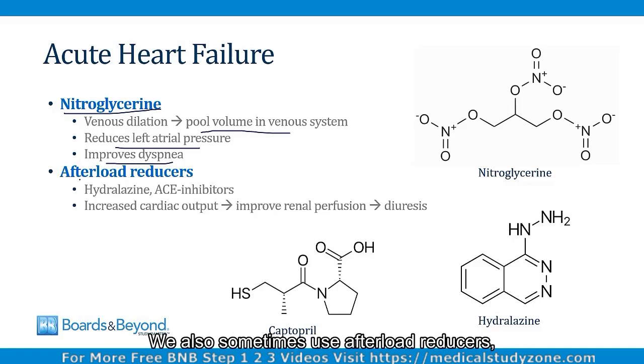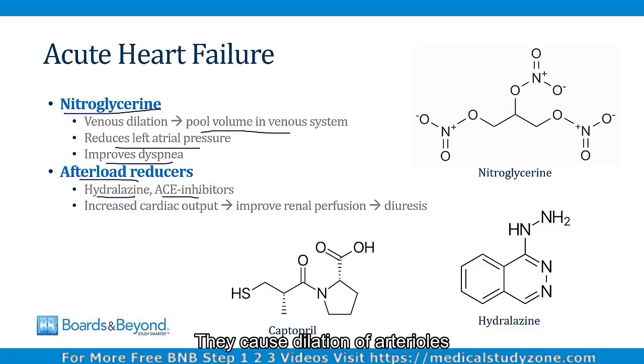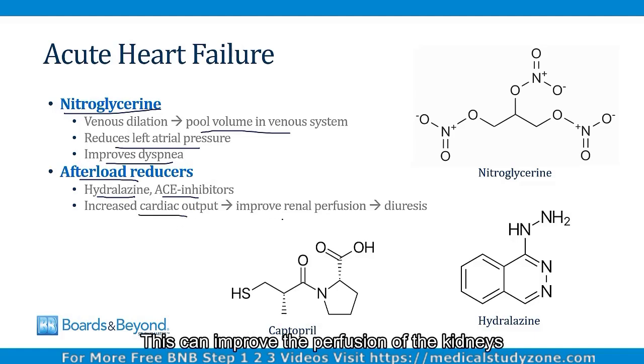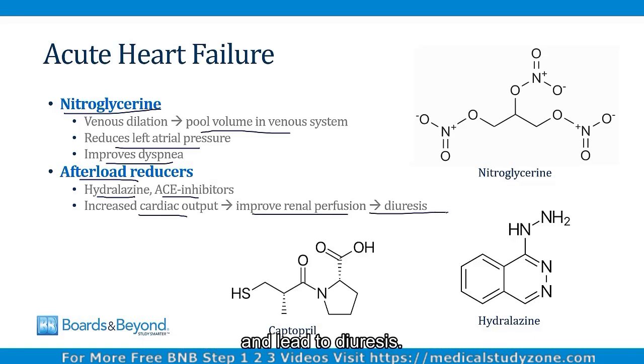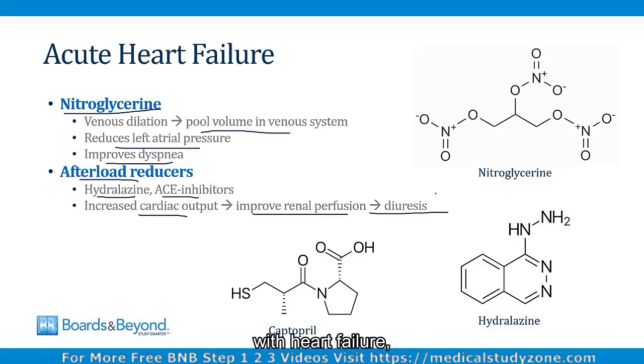We also sometimes use afterload reducers. These are drugs like hydralazine and ACE inhibitors. They cause dilation of arterioles, and that lowers the afterload and increases the cardiac output. This can improve the perfusion of the kidneys and lead to diuresis. So sometimes, especially in patients who are hypertensive with heart failure, these drugs are used to generate a diuresis.